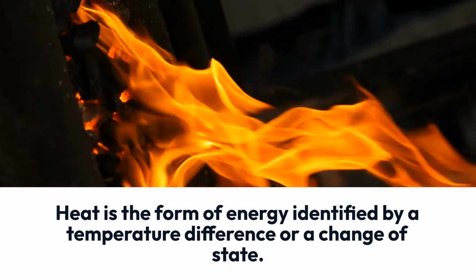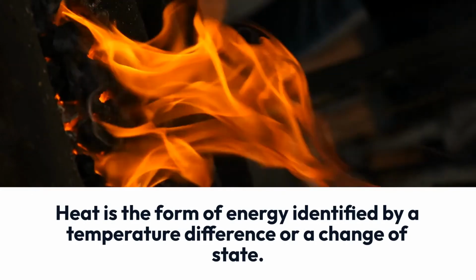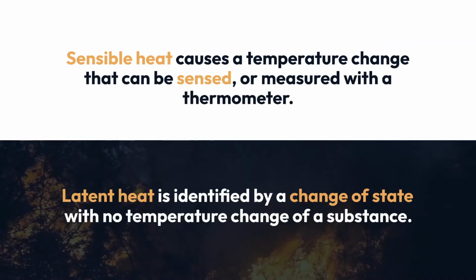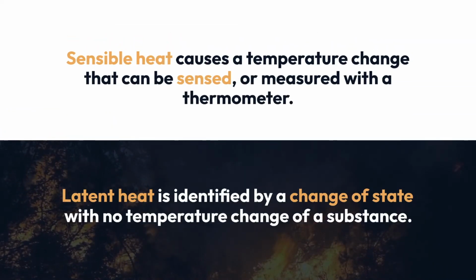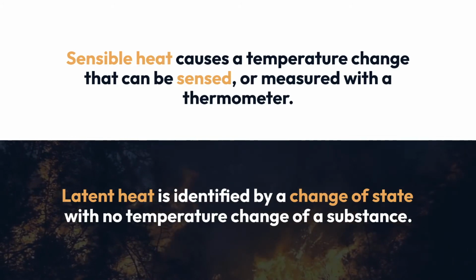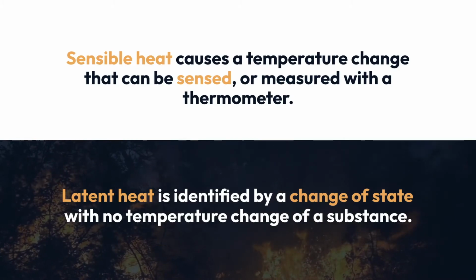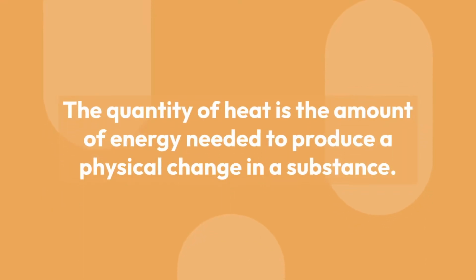Heat is the form of energy identified by a temperature difference, or a change of state. Sensible heat can be sensed, or measured with a thermometer. Latent heat is identified by a change of state, with no change of temperature. The quantity of heat is the amount of energy needed to produce a physical change in a substance.